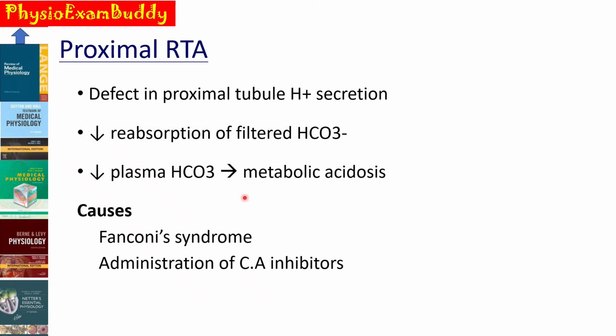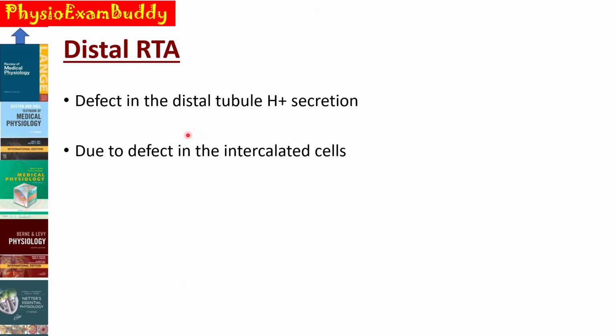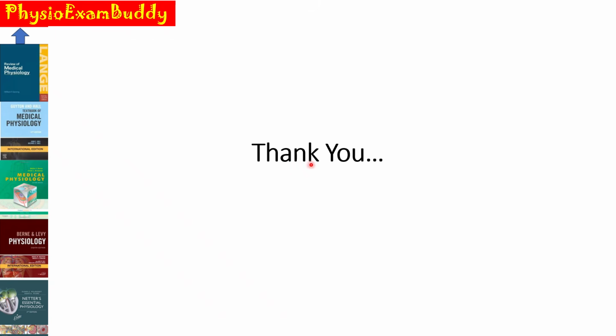So there will be a decrease in the reabsorption of the filtered bicarbonate also, and the decreased plasma bicarbonate will cause metabolic acidosis. The main causes for this proximal renal tubular acidosis are Fanconi syndrome as well as administration of carbonic anhydrase inhibitors. Next is the distal renal tubular acidosis. Here the defect occurs in the distal tubule H+ secretion, and it is due to the defect in intercalated cells. So that's about the renal regulation of the plasma pH.